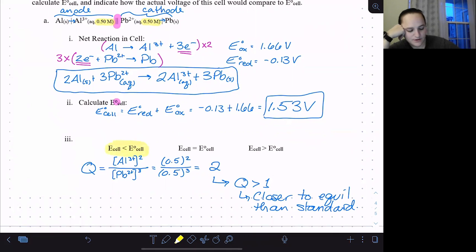Our cell potential is measuring how far this reaction has to go to get to equilibrium. So standard is comparing Q equals 1 to equilibrium. As Q gets larger, we're getting closer to equilibrium. So our distance that we need to go has gotten smaller, which means our cell potential has gotten smaller as well.